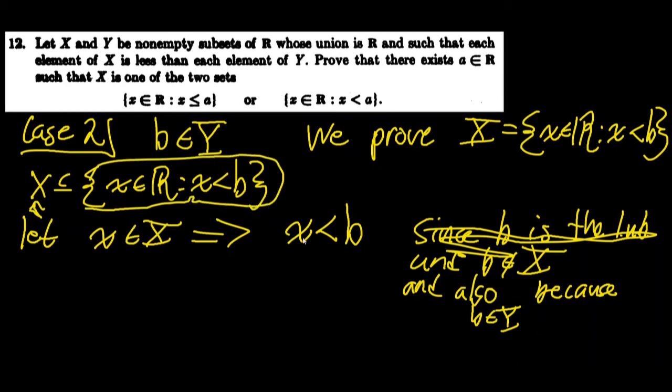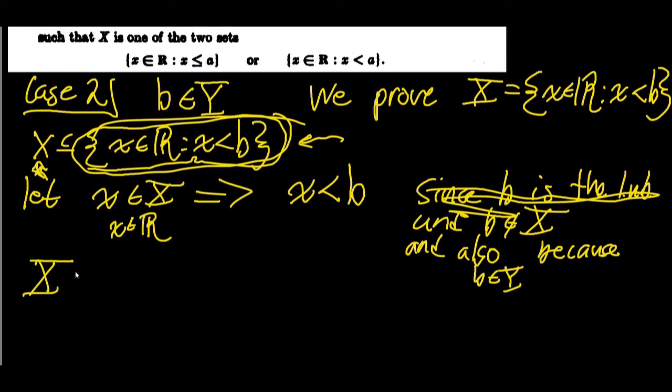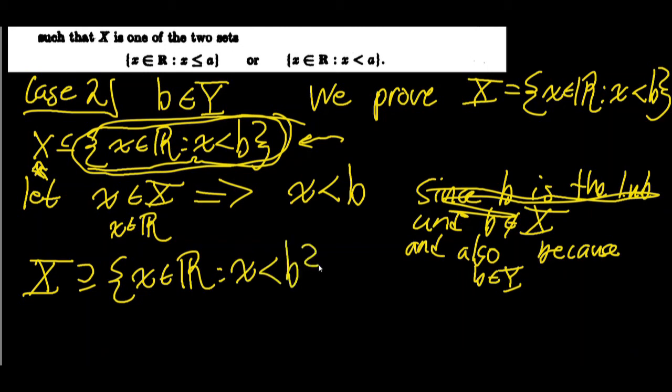Oh, by the way, since x must be strictly less than b and x is an element of R, x is in R, and that implies it satisfies the property of being in this set right here. So therefore it is in that set, and therefore any arbitrary x in X must also be in this set right here. So now, let's go on to prove that X contains the set of all x in R such that x is strictly less than b.